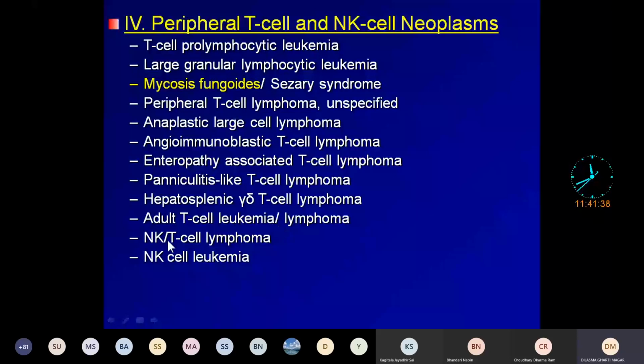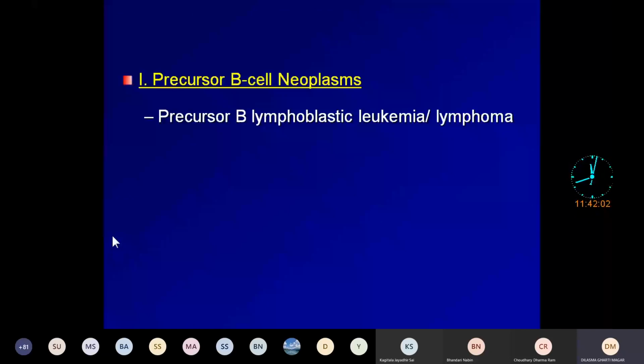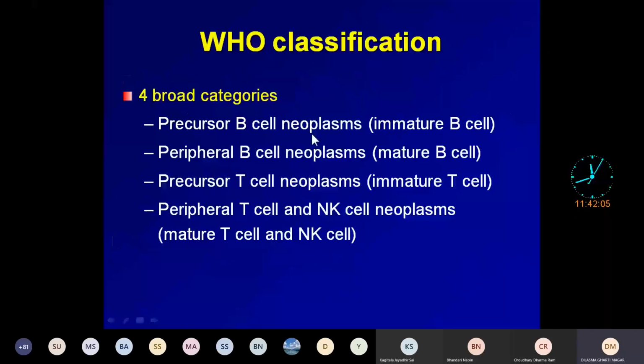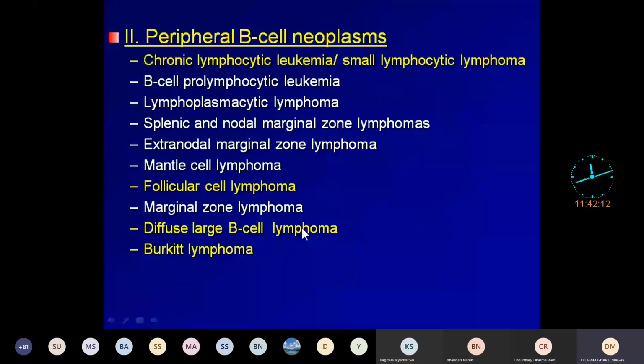So you try to remember this WHO classification. It's very difficult also. Names are also difficult. But if you remember a few, then that is also fine. So now your WHO classification of non-Hodgkin's lymphoma is finished. So now here, WHO classification, there were the precursor B cell neoplasm, peripheral B cell neoplasm, precursor T cell neoplasm, peripheral T cell neoplasm. So I told you all these classifications. So now your WHO classification of lymphoma is finished.